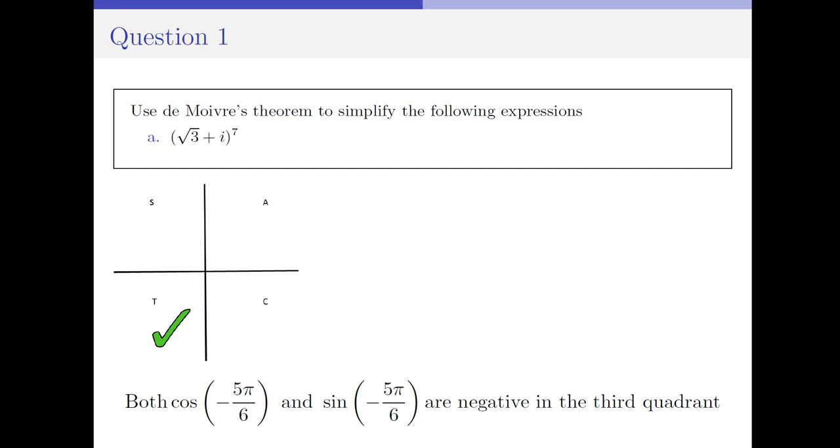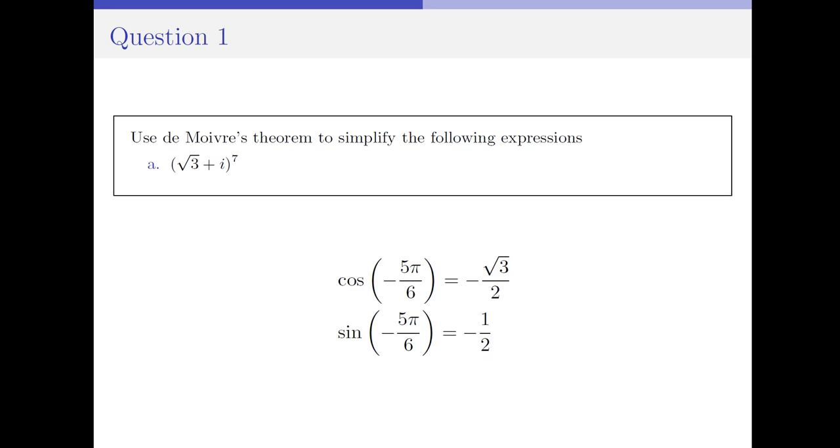But since we've got cosine and we've got a sine of an angle, they don't start with a T, so that means that they're both negative. So the cosine of minus 5 pi over 6 and the sine of minus 5 pi over 6 are negative in the third quadrant. So whatever answer we get out is going to be negative. So what do we do now? Well, cosine of minus 5 pi over 6 is equal to minus root 3 over 2. And similarly, sine of minus 5 pi over 6 is equal to minus 1/2. We know that these are both negative from the previous slide, so when we do this in the calculator, we just make sure that our solution is negative.